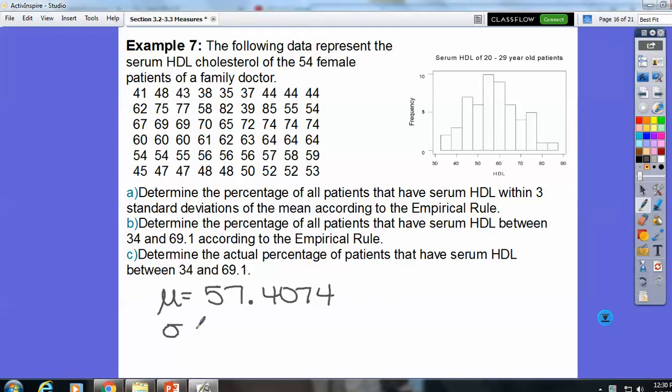Sigma, or really, it's not, is it? This is a sample. I should be calling these x bar and s. Okay, what was our standard deviation? 11.8058. Perfect. Okay, so we know we can use calculators to get that.